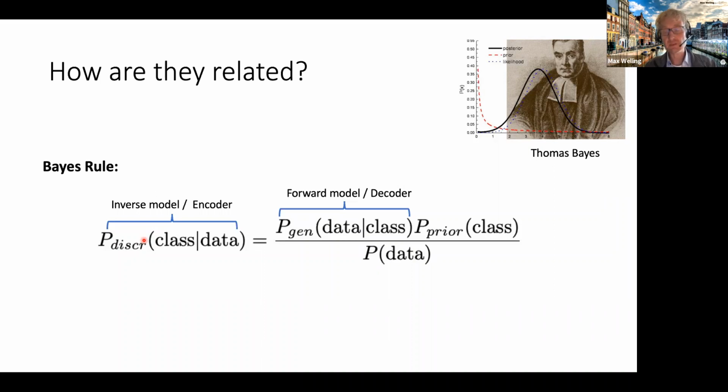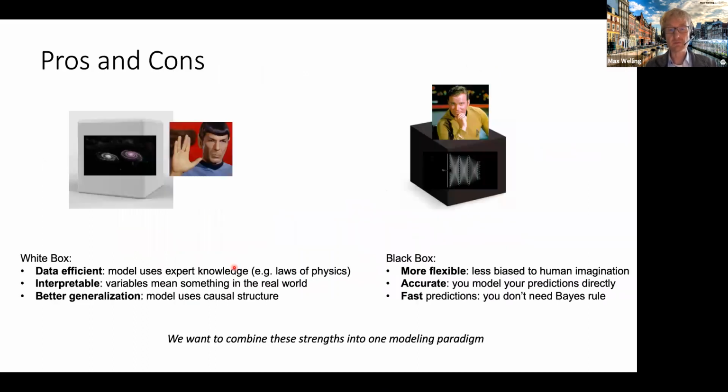Well, very simply, they're related through Bayes' rule, right? In the forward model, we have basically our probability of data given class and other properties, times a prior over classes and other properties, and then a normalization factor. And we all know that Bayes' rule produces the inverse of that, which is the discriminator, or the probability of the class given the data. So these two things are very strongly related to each other.